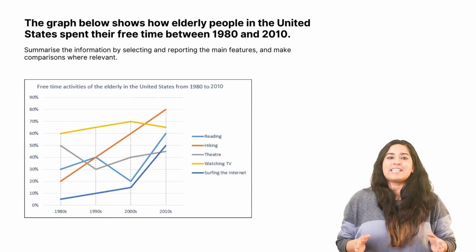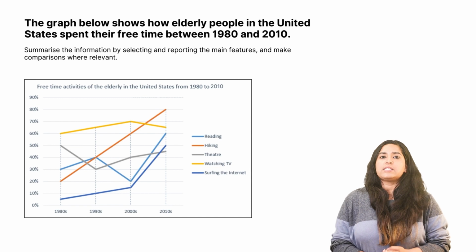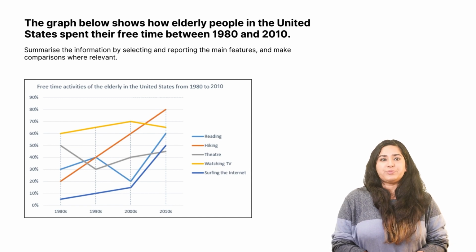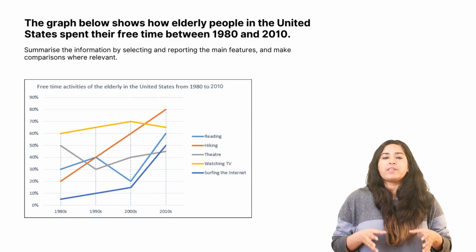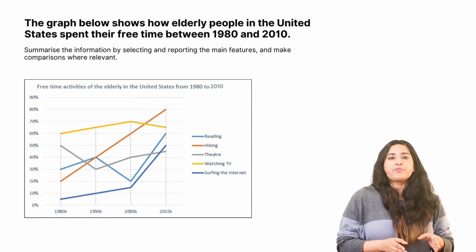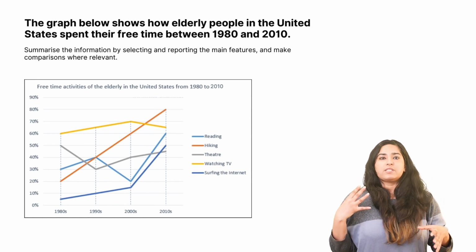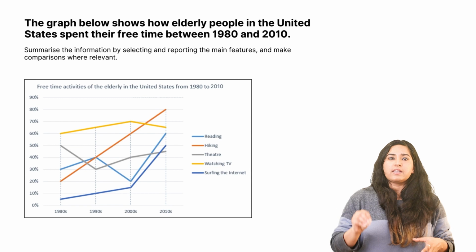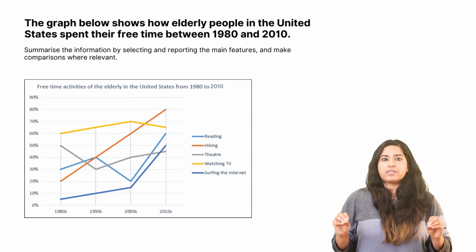All right, let's analyze. So let's highlight or underline what the question is telling us and asking us to do. The graph below shows how elderly people in the United States spent their free time between 1980 and 2010. We'll have to summarize the information, we'll have to select and report the main ideas, and make comparisons where relevant.